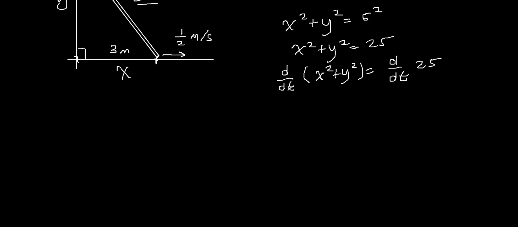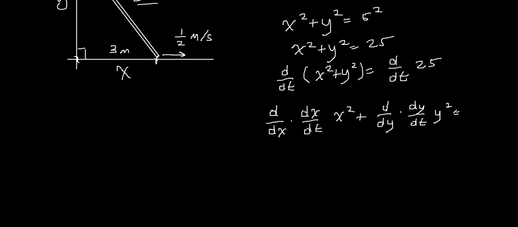So d over dt of x squared, you can rewrite that as d over dx times dx over dt, because technically the dx and dx would cancel, so you would still have d over dt of x squared. You can do the same for y, d over dy times dy over dt of y squared, equals, and the derivative of a constant is 0. To make things easier, you can bring this term over here, and do the same for y, just so you can see that it's taking the derivative of y.